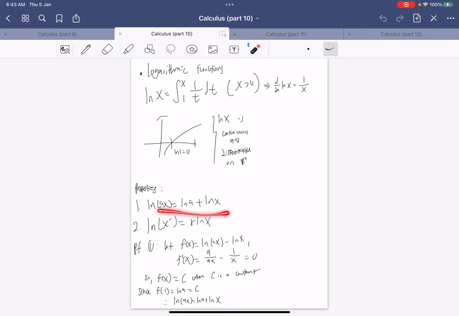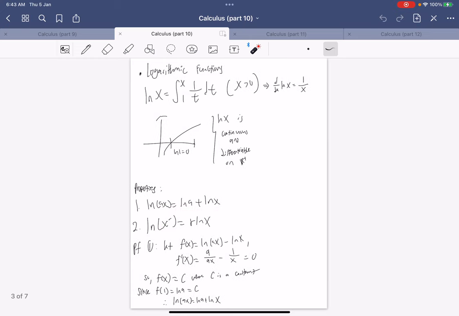And you can prove certain properties, such that ln of a times x is just ln a plus ln x. And ln x to the power r is r ln x. And I'll just show you the simple one for proof of 1, and it's the same for proof of 2. What you do is you recognize here as x and here as x, so you bring this over, and you want to show it's just ln a, which is a constant. So you just take f(x) equals ln ax minus ln x, you differentiate it and show that it's 0, and so it's a constant.